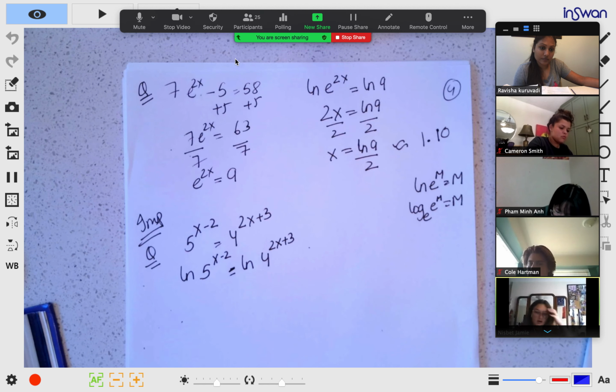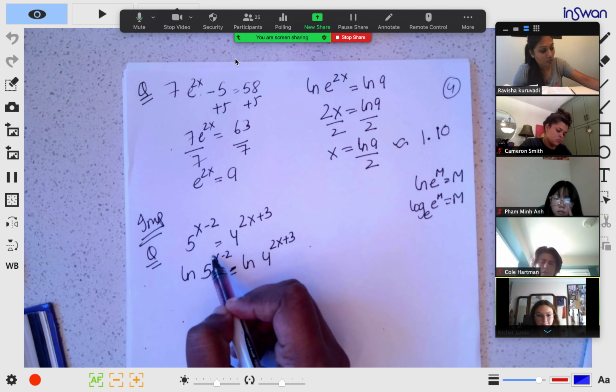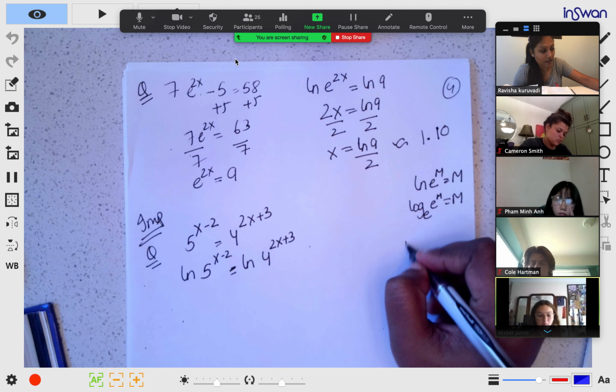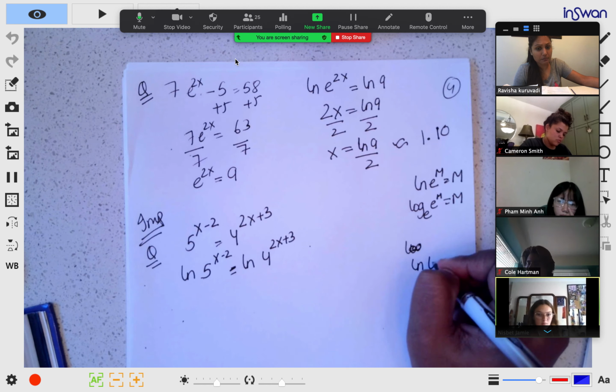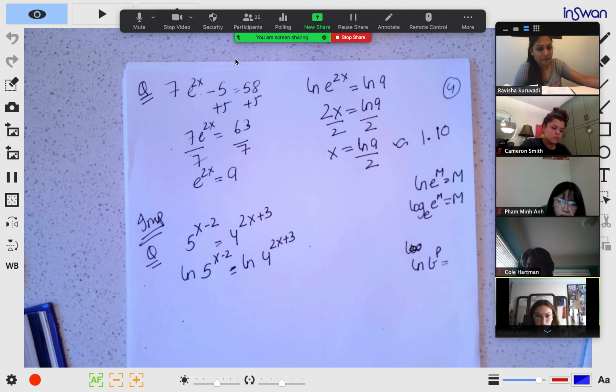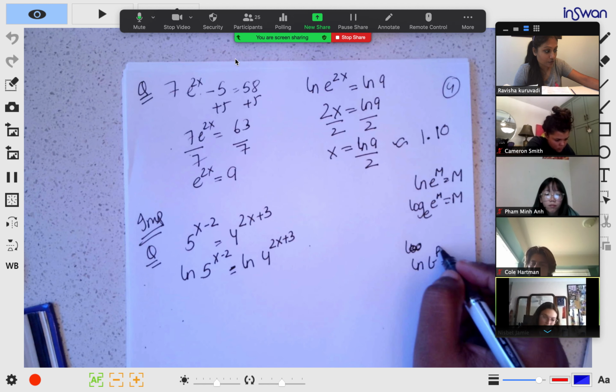Sorry, I'm writing it. The next step. I'm not sure. How do you get this power? What happens to this power? What does the property say? If you have ln of b to the power of p, what happens to this p? Does it get moved to the front? Yes, it gets moved to the front.